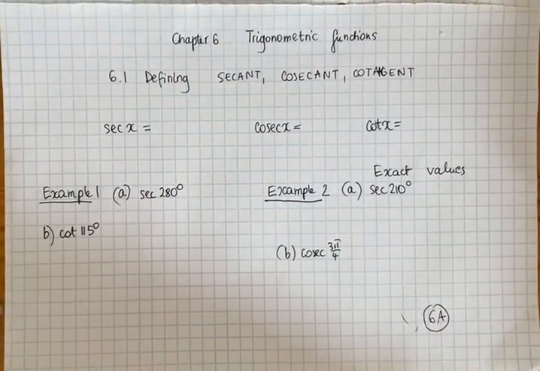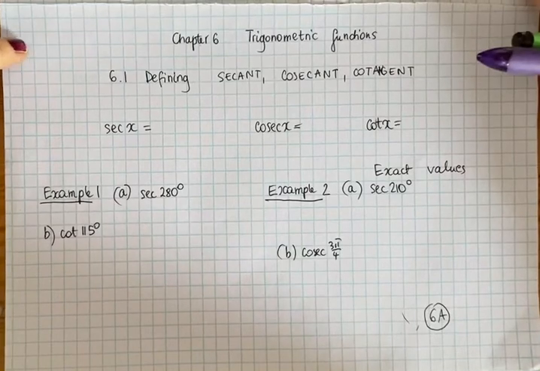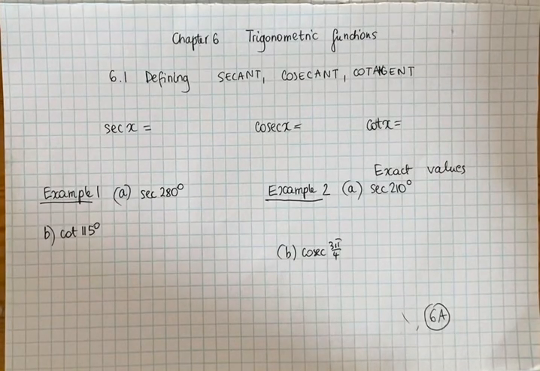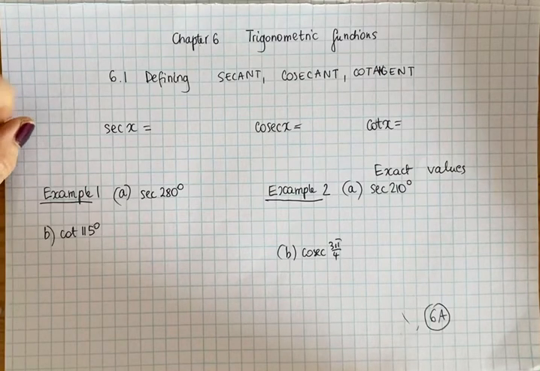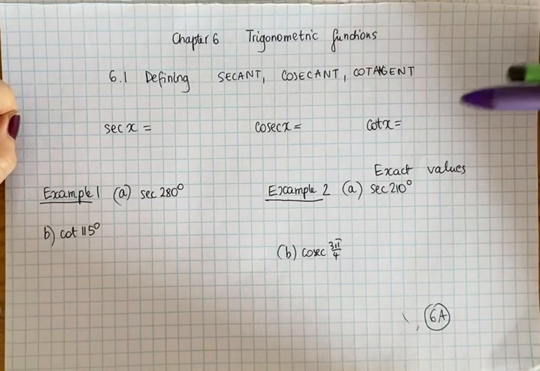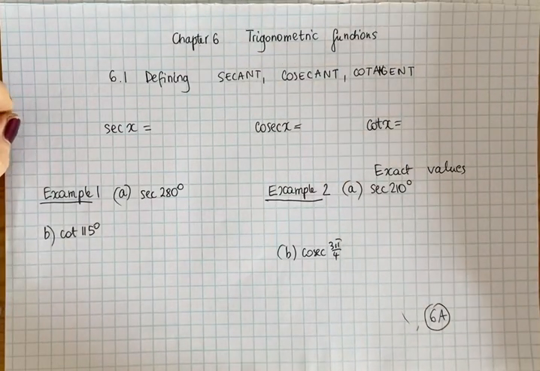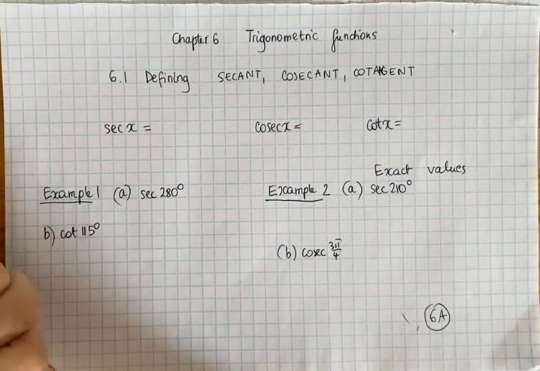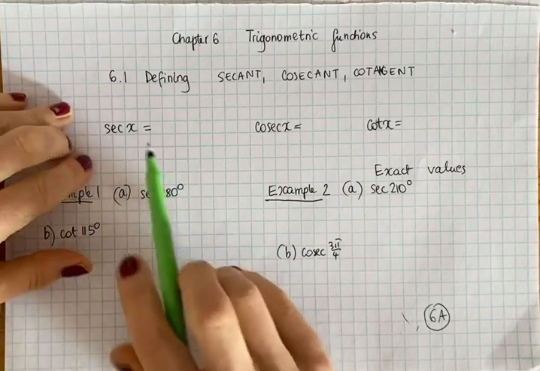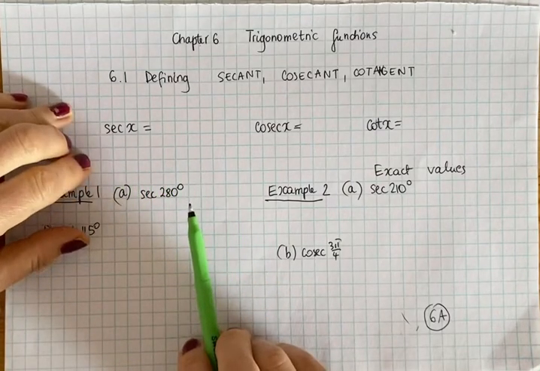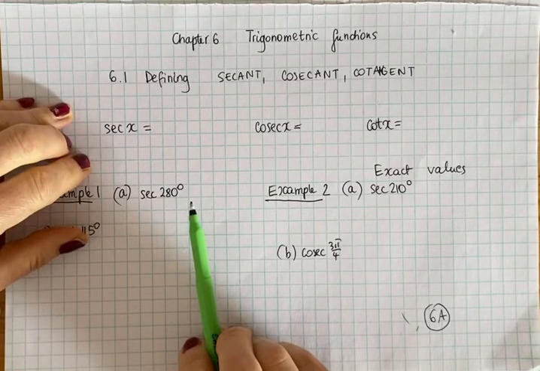Chapter 6, Trigonometric Functions. We are going to look at defining three new functions. One is called secant, cosecant, and cotangent. In short, we call it sec for secant, cosec for cosecant, and cot for cotangent. So these functions are simply the reciprocals of the three main trigonometric functions that you are familiar with.